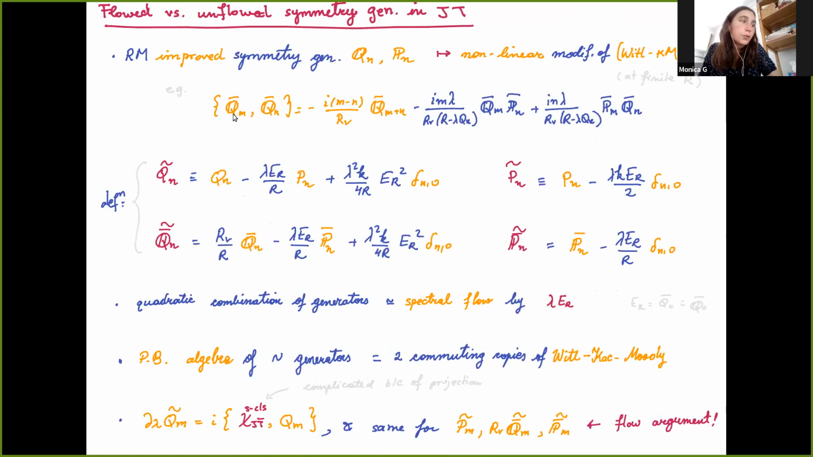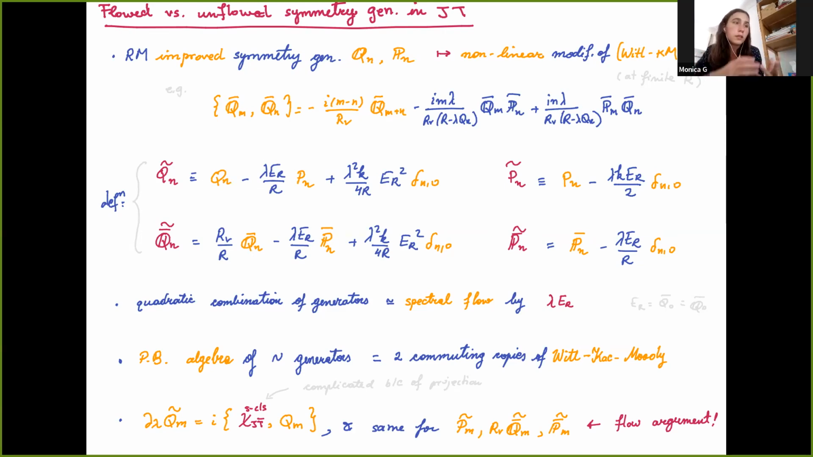So the improved charges are the ones with the double line notation over here, and we find some disgusting nonlinear modification of Kac Moody. It's really ugly. However, if we do these particular nonlinear redefinitions of the charges, so we take these nonlinear combinations of the charges, which are basically spectral flow by lambda times the right moving Hamiltonian, we find these Q tildes, which turn out to satisfy just two commuting copies of Kac Moody, and moreover, they satisfy the flow equation with respect to the classical limit of the JTbar operator.